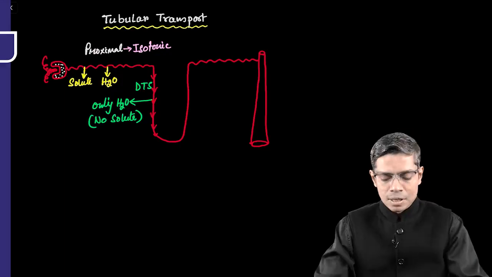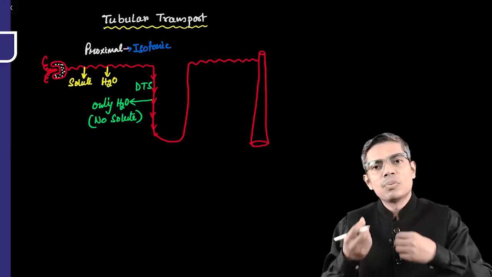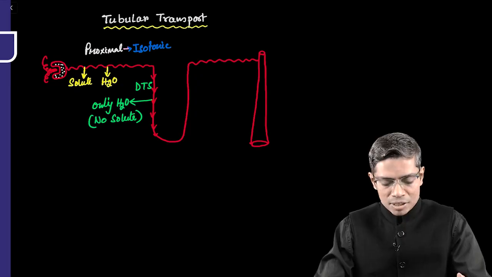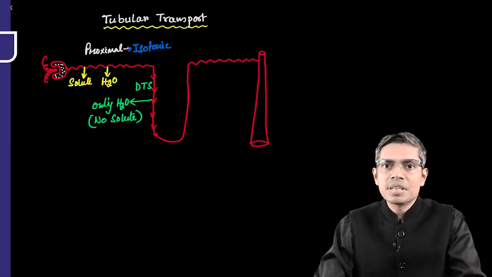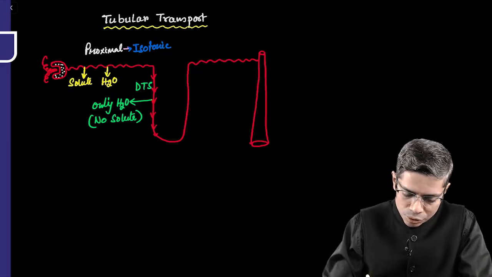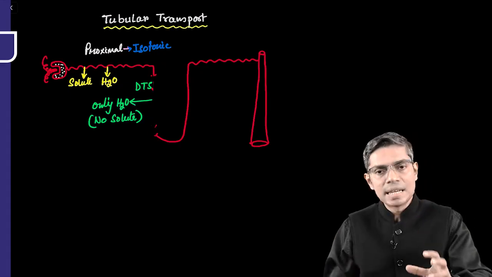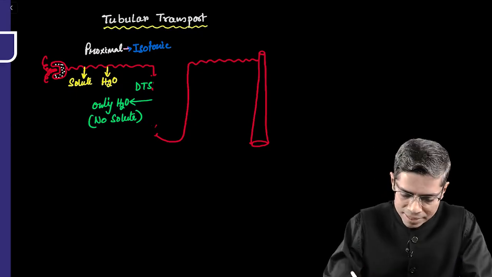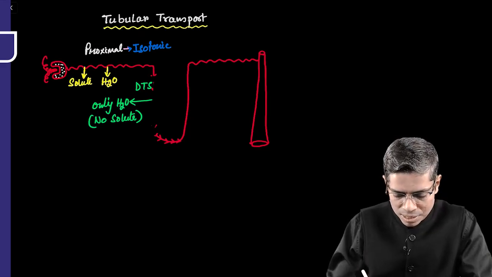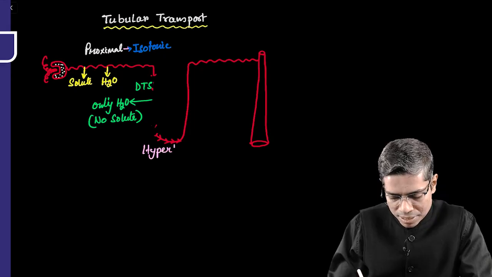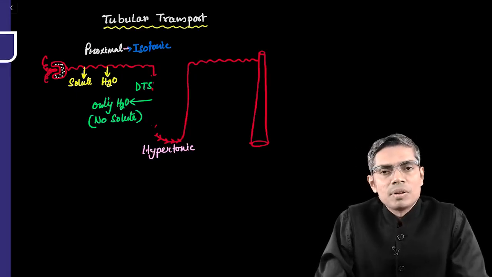Right, descending thin segment. So from an isotonic solution, if you take out more and more water, what is going to happen? That isotonic solution will be concentrated more and more. So whenever the solution is passing through this descending thin segment of loop of Henle, it will get more and more concentrated, and finally when it reaches the level of the tip of loop of Henle, the tonicity will be hypertonic in nature. So the urine will be hypertonic at the tip of loop of Henle.